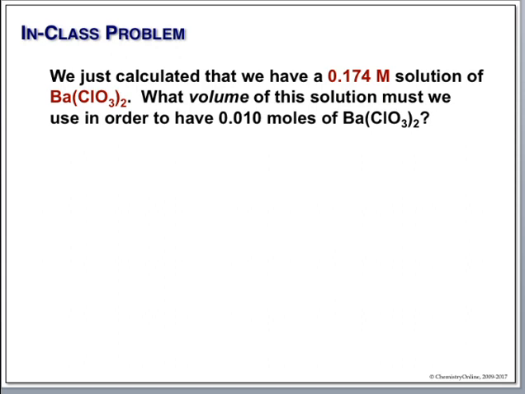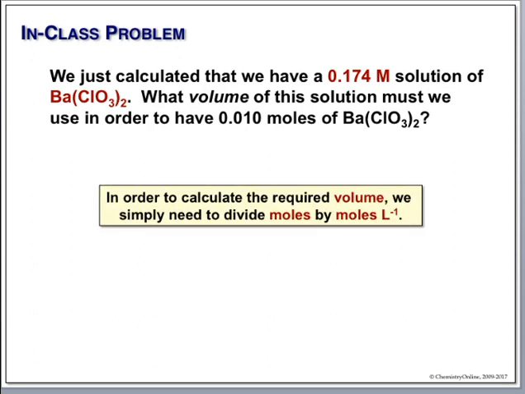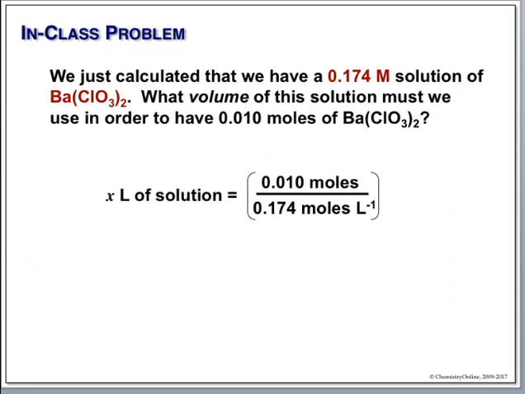Molarity is moles divided by liters. So liters is moles divided by molarity. Divide moles by molarity. Moles divided by molarity gives us liters of solution. And we would want roughly 57 milliliters.